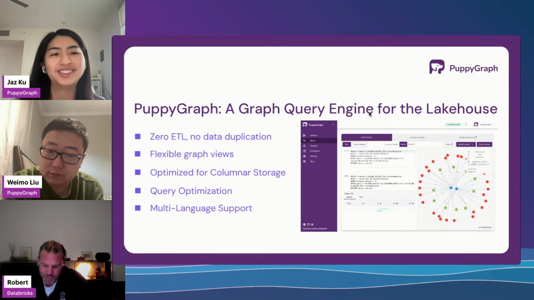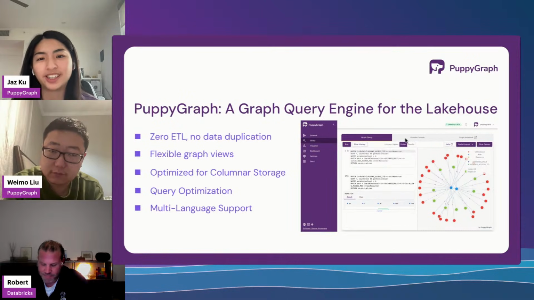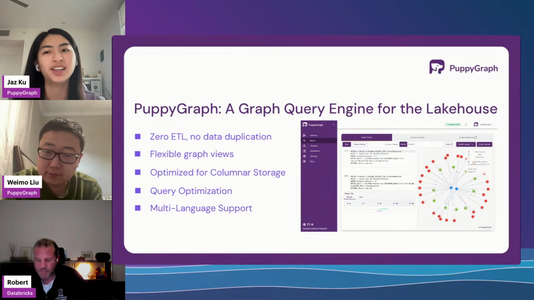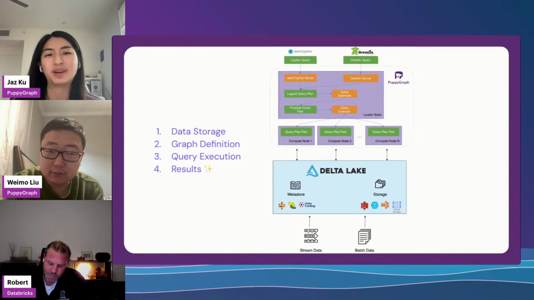And on the right, we have a little sneak peek. I have a little Cypher query that I'm going to be running later, so I'll talk about it more later on as well. And so now that I've gone through how Delta Lake and PuppyGraph lend to this graph lakehouse architecture, this is how it all stacks up.